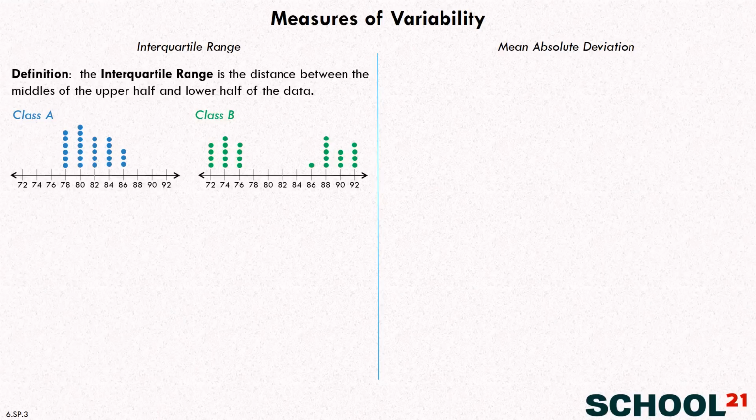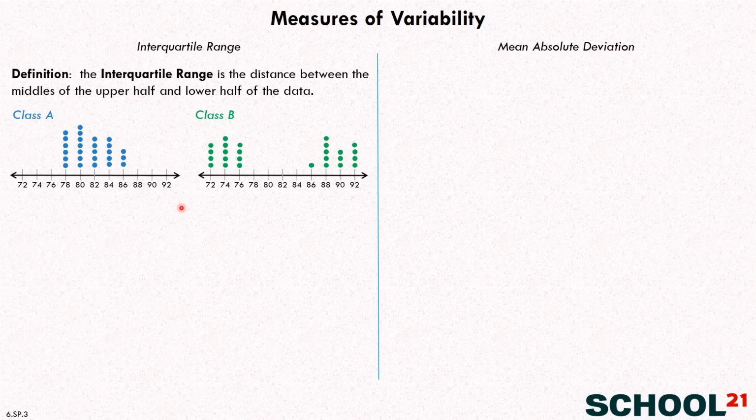So here we have two classes, and these are the quiz scores from a recent quiz for Class A and Class B. You can see Class A's scores ranged from 78 up to 86, and Class B had one section of students down here from 72 to 76, and another that ranged from 86 up to 92. We're going to use these two examples to calculate this idea of interquartile range.